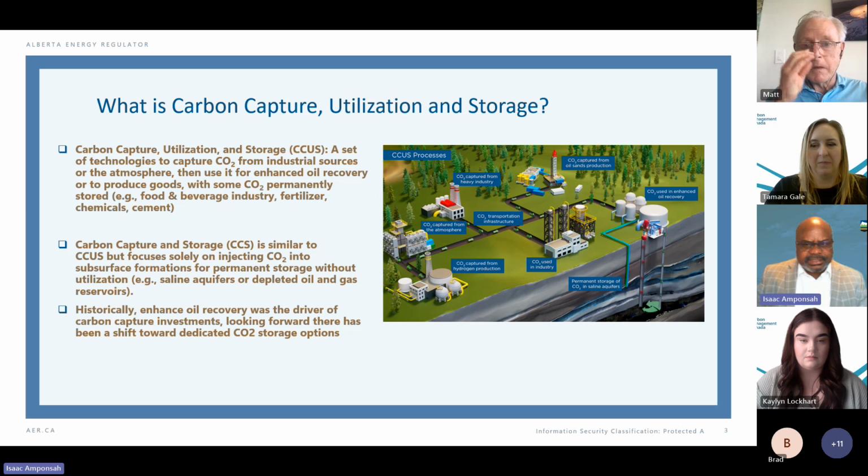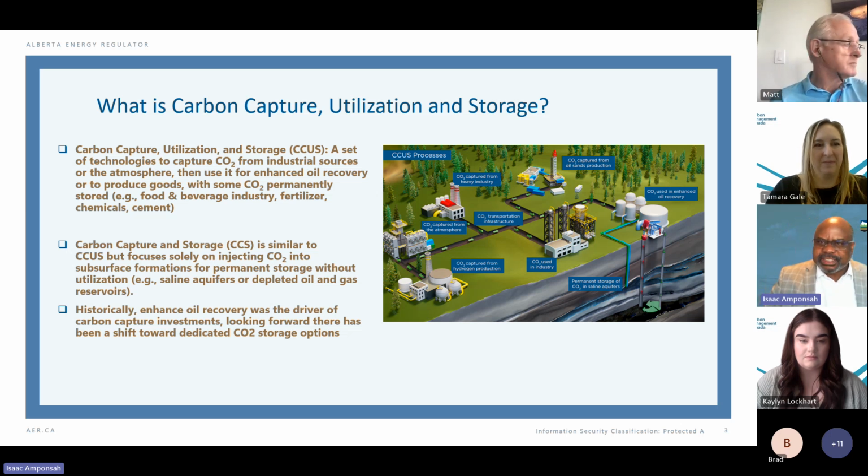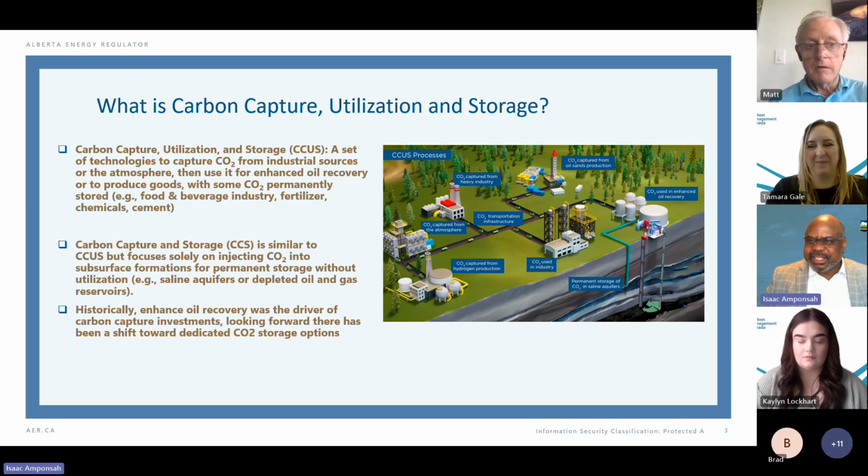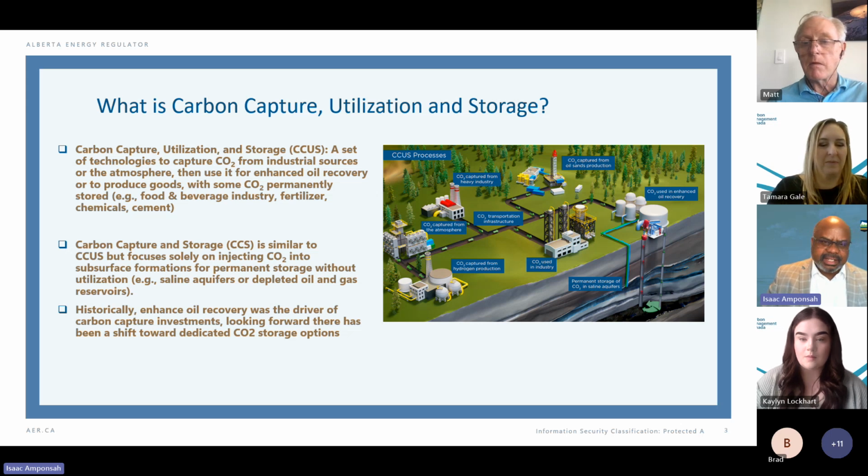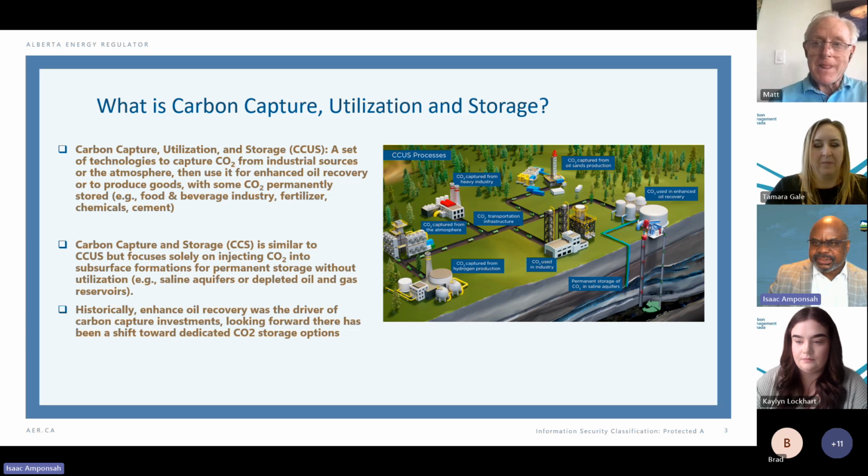So CCS, I don't know how many of you, from the polls that you showed, are familiar with it, but as you can see from the schematic, we have CO2 coming from different industrial sources that gets captured. You have a pipeline that transports the captured CO2, and then wells are drilled, and the CO2 is injected into a deep formation. So that's the carbon capture system.